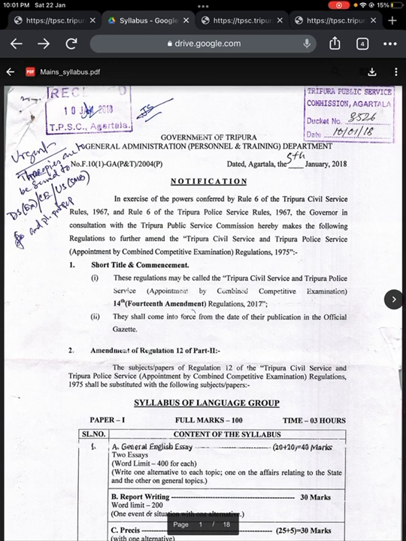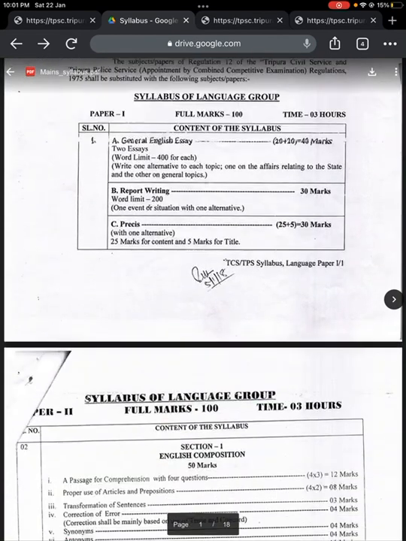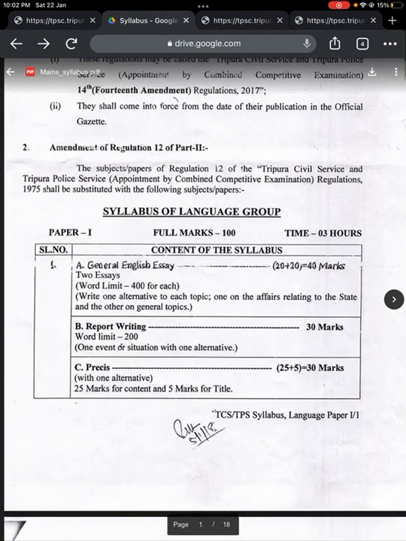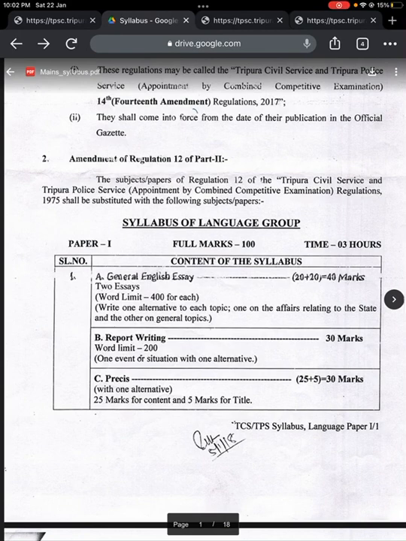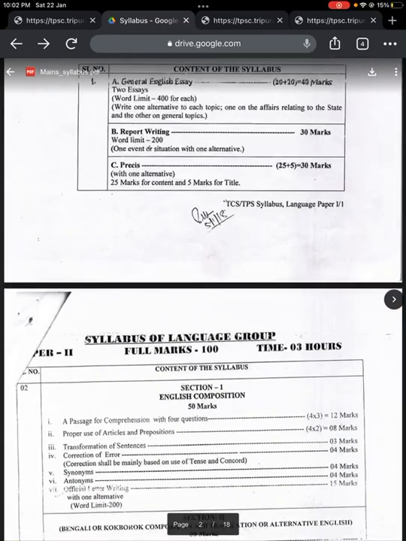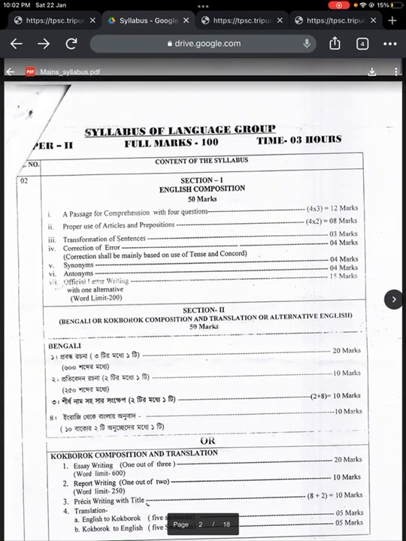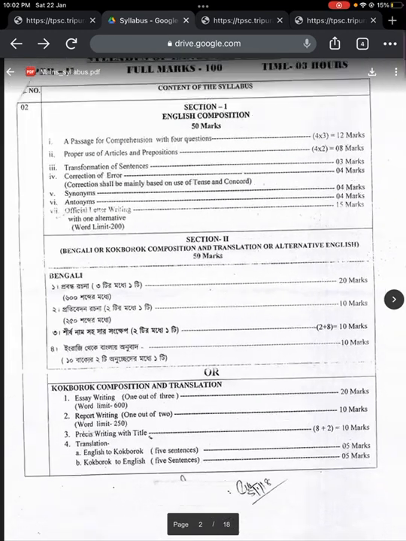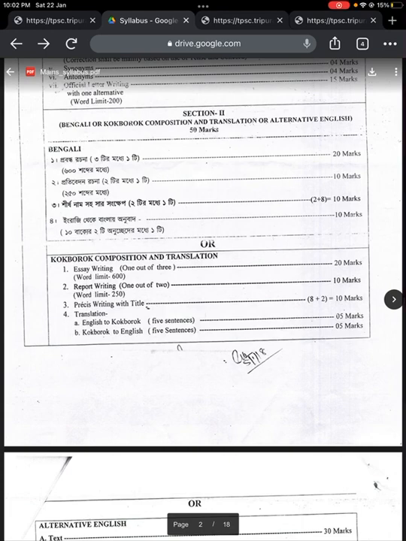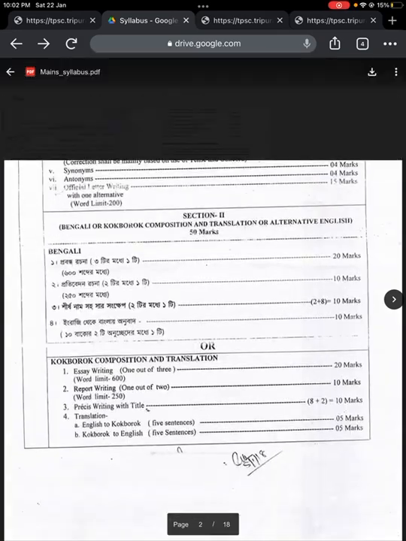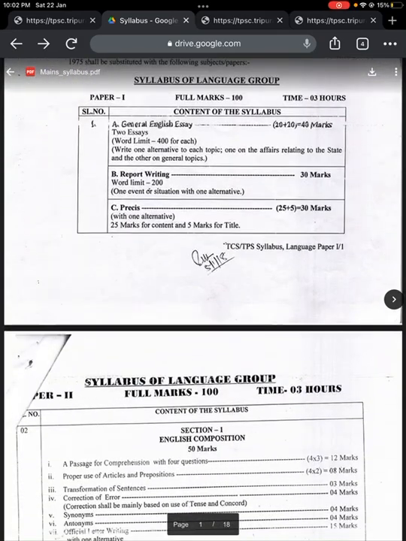So today we will be talking about language paper 1 and paper 2. The very first thing is to open the syllabus. Here it is. There are two papers, 100 marks each. Paper 1 comprises only English, and in paper 2 there are two sections. Section 1, which is compulsory for all, is English composition, and section 2 comprises three optional parts, that is Bengali, Kokborak and alternative English. So basically this is the composition of both the papers.